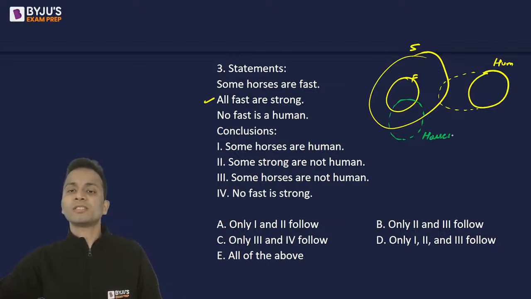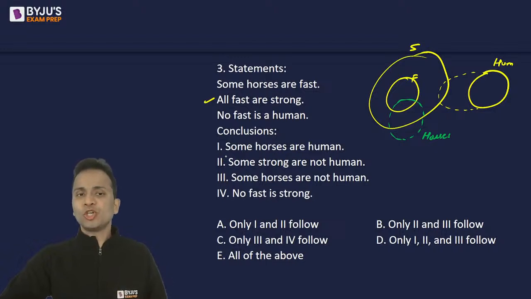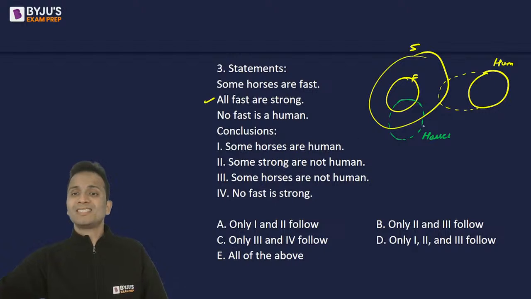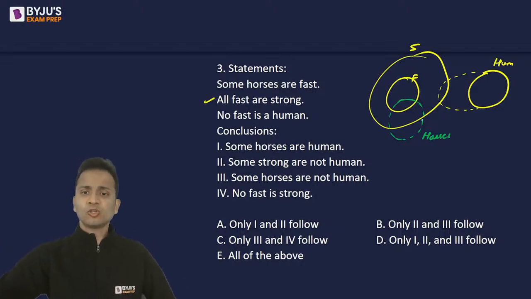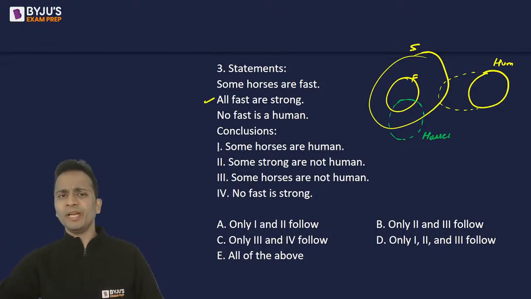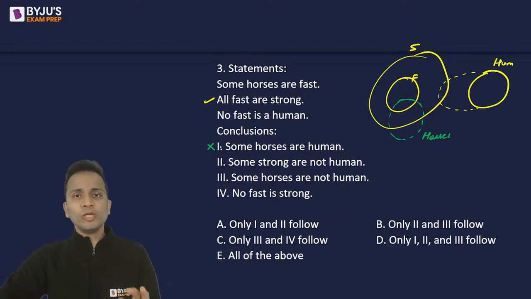So this is the circle of horses. Some horses are fast. Now looking at the first conclusion, some horses are human. It may or may not be possible. It is not necessary, okay? So conclusion one may or may not be true. I need only those conclusions which will definitely follow, which will always follow. So I cannot select conclusion number 1.